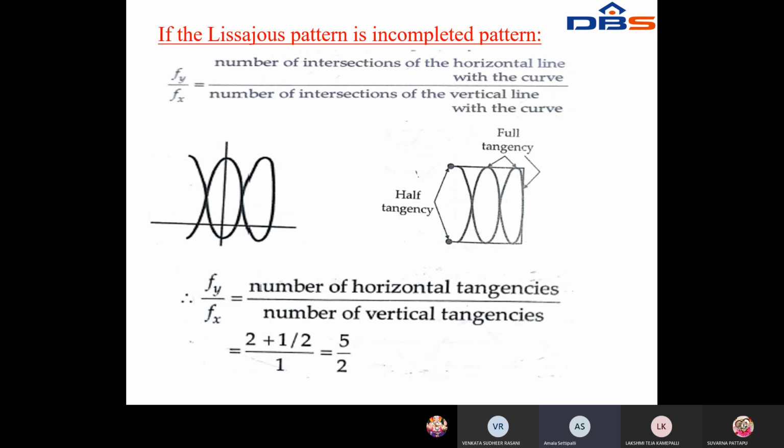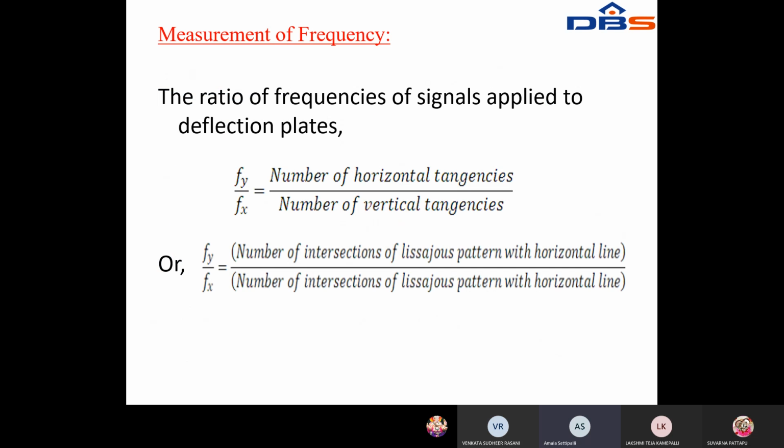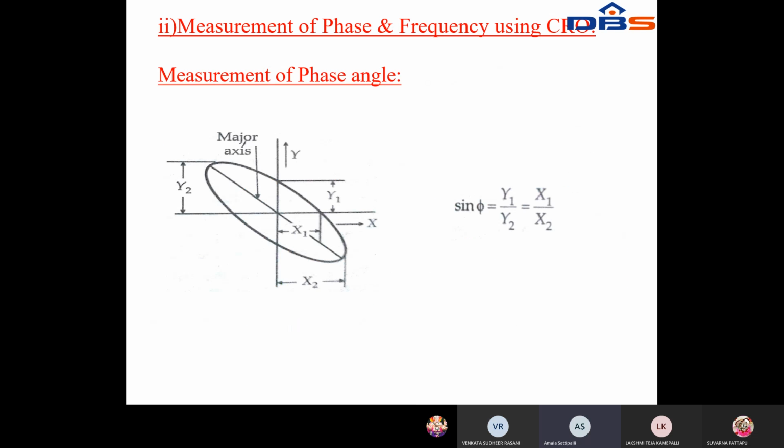2 + 1/2. This is about Lissajous patterns and applications of a CRO. So the CRO is mainly used for these quantities. It is also used in medical instruments, such as cardiography, in medical applications, and in Navy and Air Force applications. So in all these applications the CRO is used.